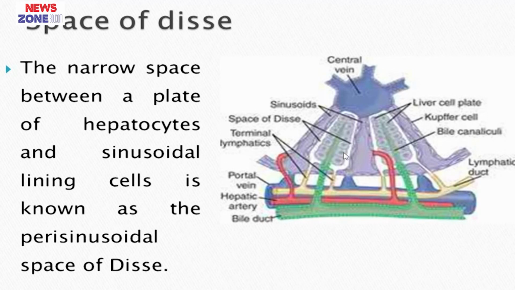There are two important spaces in the liver. One is the space of Disse and another one is the space of Mall. The narrow space between a plate of hepatocytes and the sinusoidal lining cells is known as the perisinusoidal space of Disse. In this figure, this is the hepatic plate and this is the endothelium of the hepatic or liver sinusoid, and between the two, this space is known as the space of Disse.